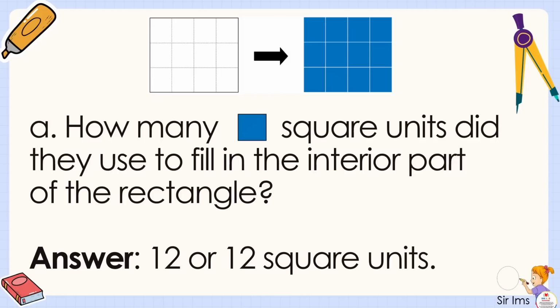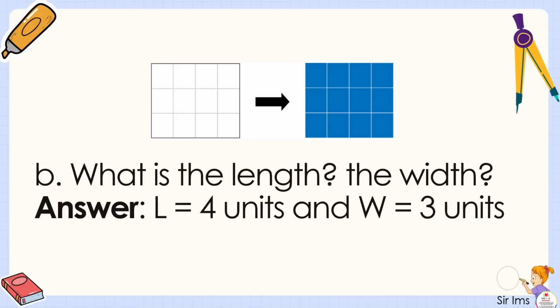So the question is, how many square units did they use to fill in the interior part of the rectangle? How many square units are there? So the blue part is what they used to fill the inside of the rectangle. So the answer is 12, or 12 square units. So letter B, what is the length and the width? What is its length? The longer side, we have 4 units. And the width, which is the shorter one, is 3 units. So how did we come up with 12?